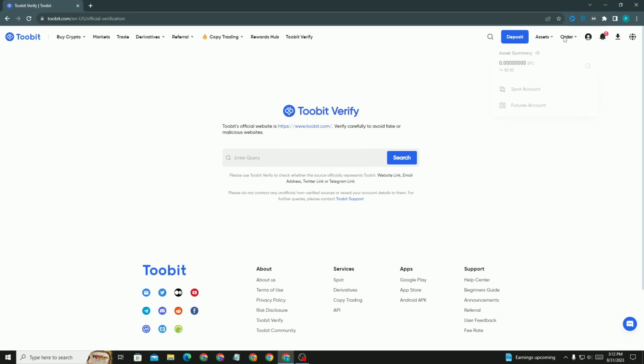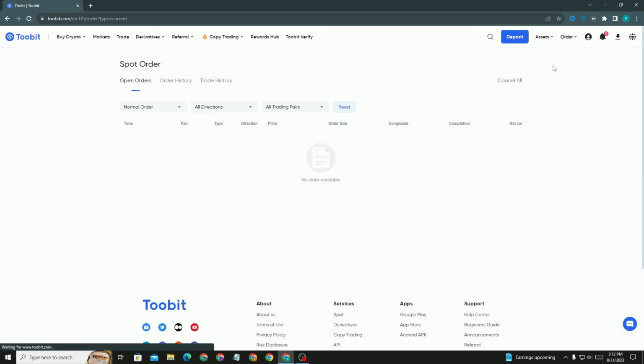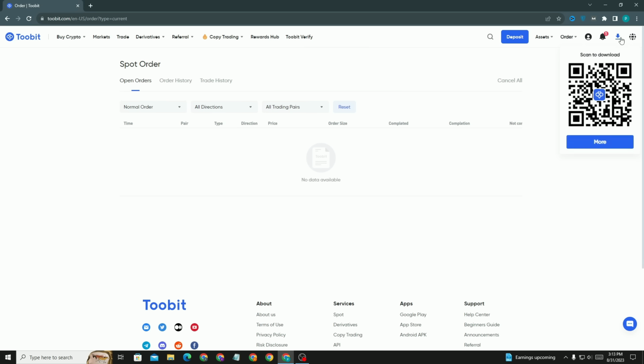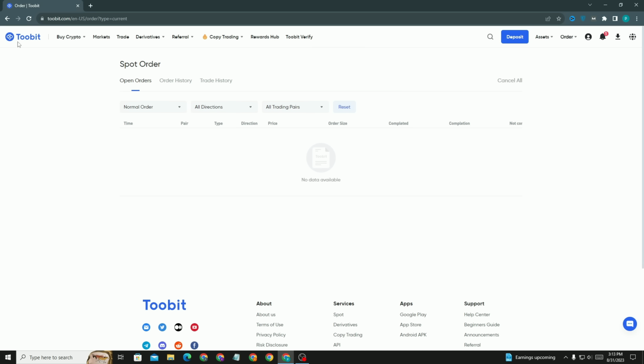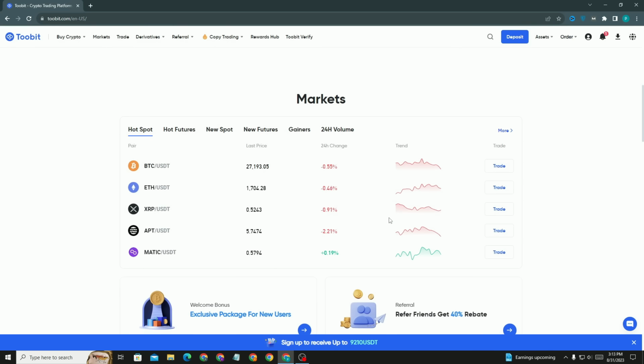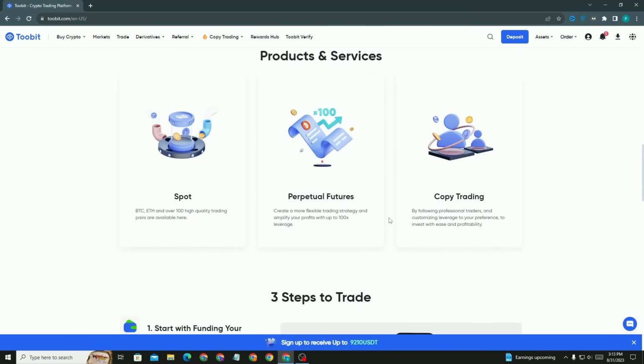I have already taught you about everything else: how to buy crypto, how to see the market overview, how to trade, and about derivatives and future trading, how to refer your friends, and I have already told you about copy trading also. So each and every detail I have already told you. You can also download the Toobit app from the Google Play Store. Simply scan and you will be able to download it over here. So this much for today.